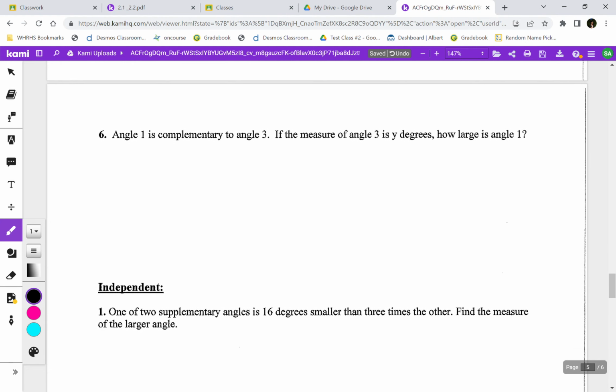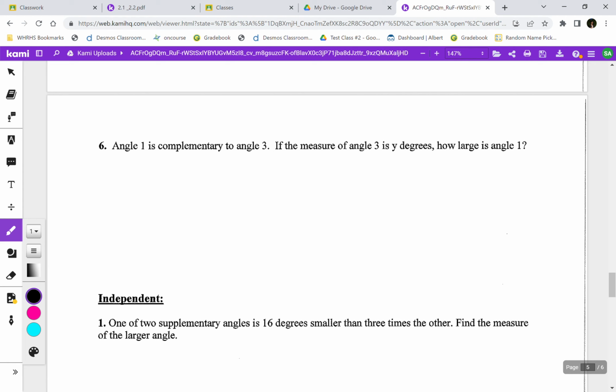Oh, let's just do number 6 real quick. It's a really quick problem. Angle 1 is complementary to angle 3. So what does that mean for angle 1 and angle 3? They make 90 degrees or a right angle. So angle 1 and angle 3 make that right angle. So here's angle 1, here's angle 3. If the measure of angle 3 is y degrees, so here's y, how large is angle 1? It's not going to be an actual number. How would I represent angle 1 if angle 3 is y? Maya? 90 minus y. You got it.